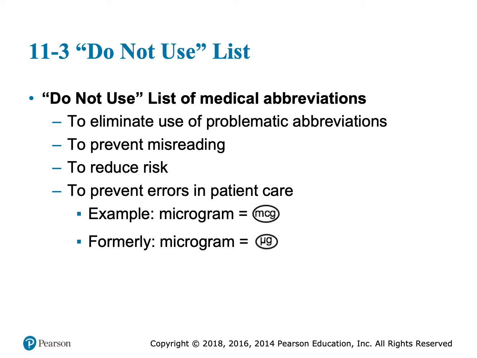So problematic abbreviations can be misread. This is why we moved from cc's to mLs. Another example is micrograms, which used to be written as UG, which could be misread. So the preferred form is now mcg.